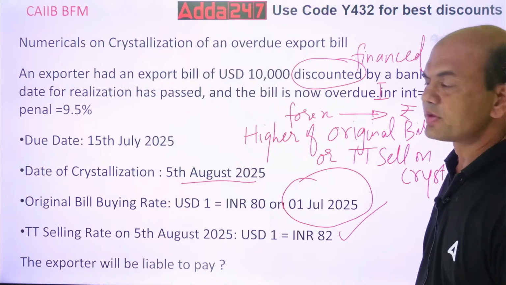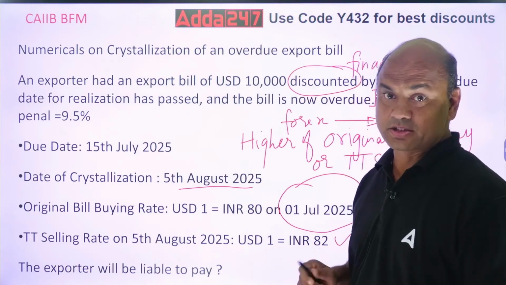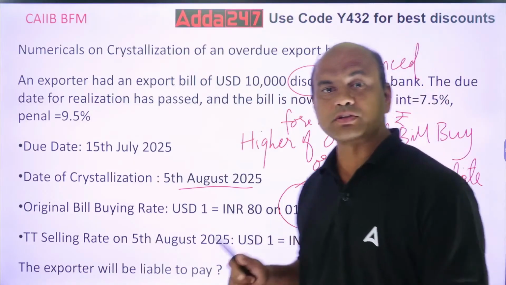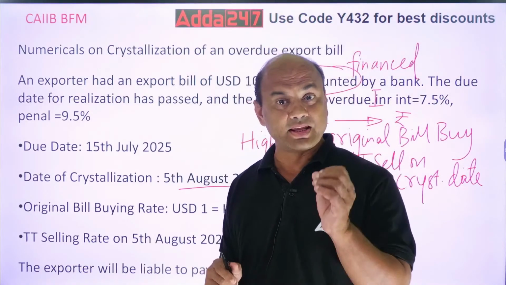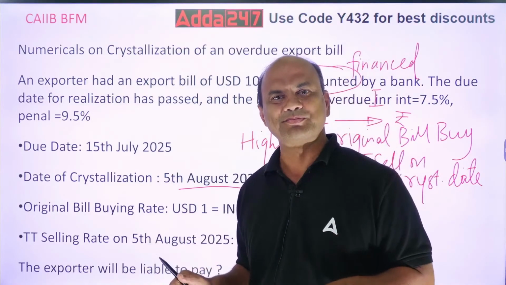Okay. So you got the crux of the problem as such. This was very important. The crux of the numerical is important. The main summary you need to understand. Only then you have understood the problem.